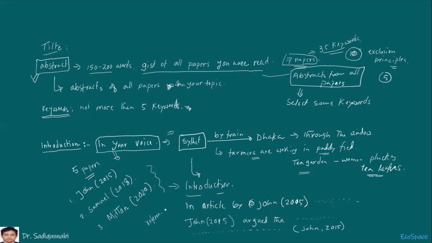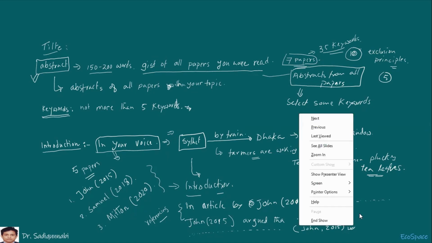Referencing. You see, there are two styles. This is one style and this is another style. One is you start with John and then you tell something. And the other is you tell something and finish with the reference. Okay, so these are styles of referencing. There is another style of referencing. I'm writing on the top.